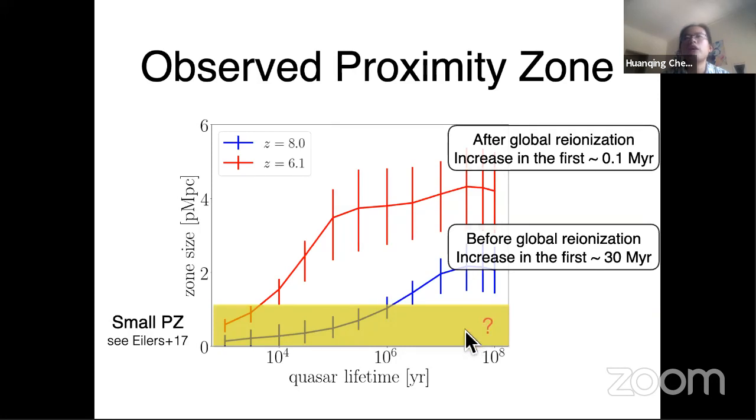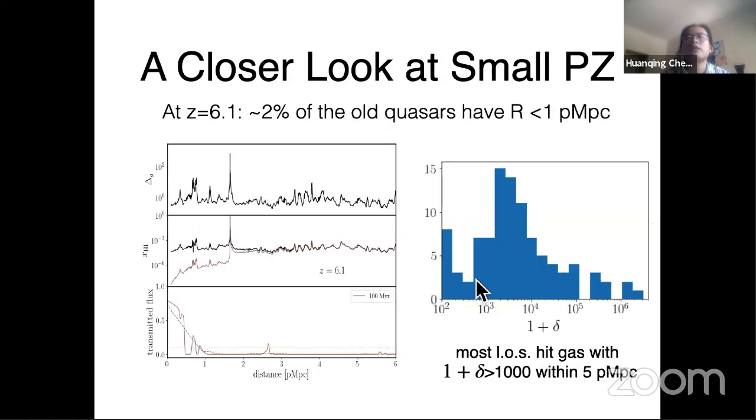So we search our redshift 6 quasar samples, and we find that 2% of the old quasars have an extremely small proximity zone, less than 1 physical megaparsec. And if we look closely, we can find that most of them shoot through gas that has overdensity above 100. And then this dense and neutral clump of gas will shield the gas behind it. And most of the time, they will show up as damping wings in the spectrum.